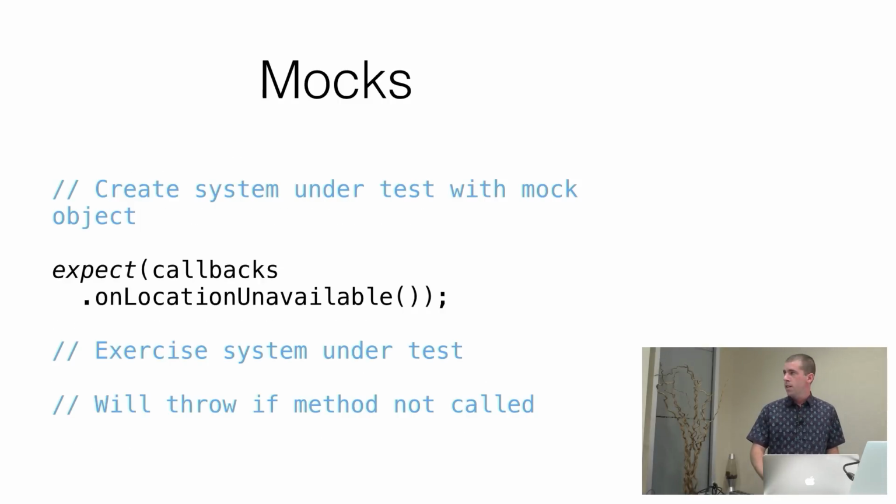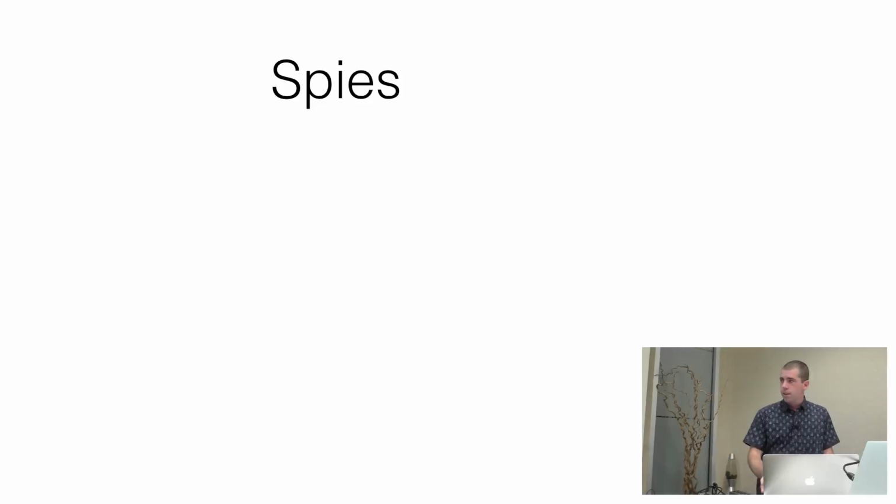Here's an example of a mock. Basically, pretty similar to a spy, which we'll get into in a minute. So you may be familiar with this already. The process is you create your system under test, you instantiate your object, whatever that is. You expect something, you call your method, and then if it's not called during the course of the test, that'll throw. A spy, like I said, is really similar to a mock. Sorry to get ahead of myself a little bit there.